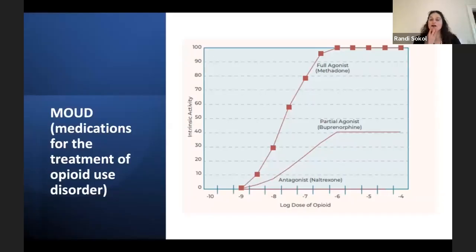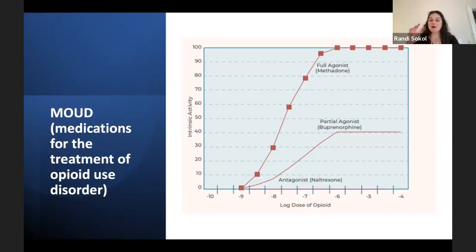I want you guys to put on your pharmacology thinking caps, because we're going to delve into the different medications and how they work. I think it's important to understand exactly what they're doing, because it helps you understand how to use the medications. So our 3 medications for opiate use disorder, you guys probably know methadone, buprenorphine, and naltrexone. So methadone is a full opioid agonist.